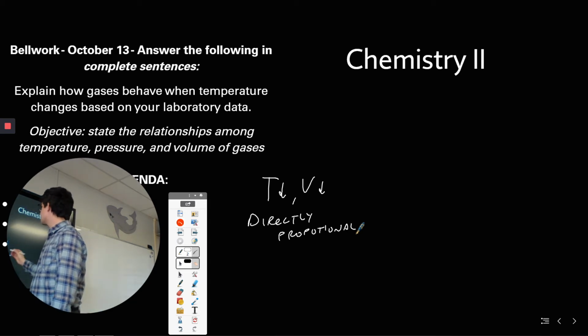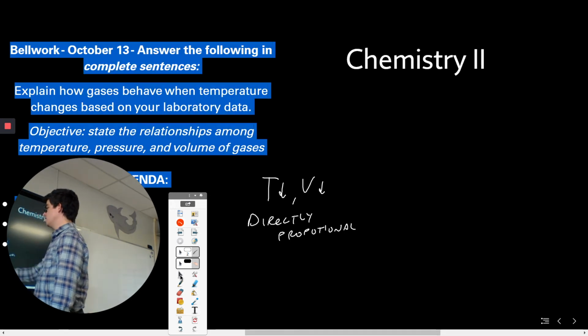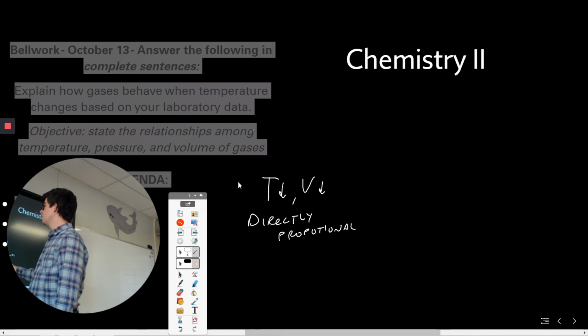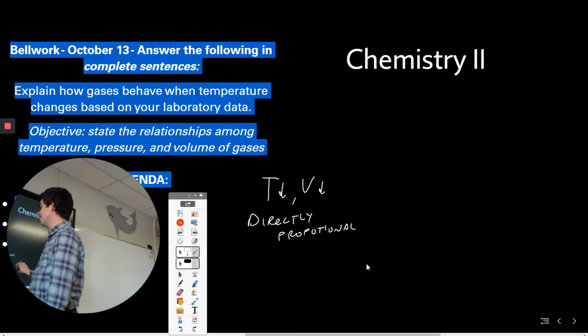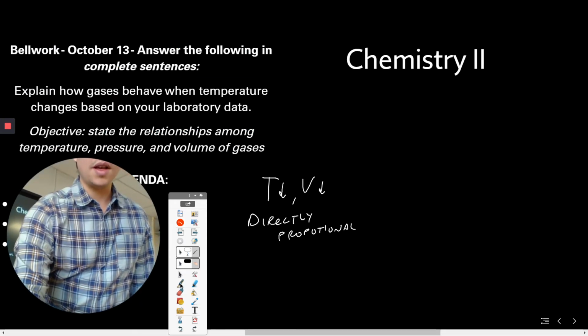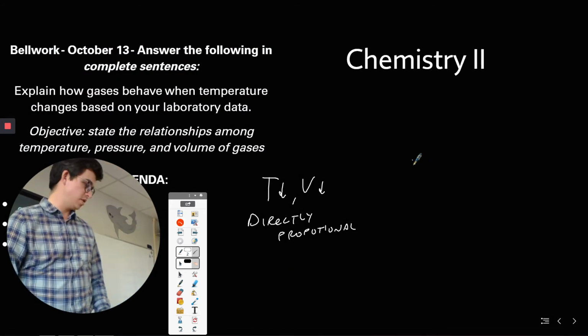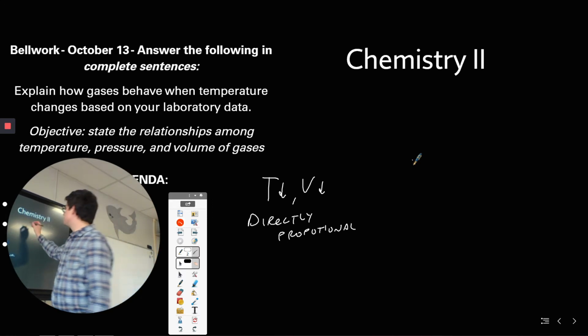So today we're talking about gas laws. The first of which is given by this thing that Hannah just said, which is that temperature and volume are directly proportional. So the first gas law we're going to talk about is Charles's law.